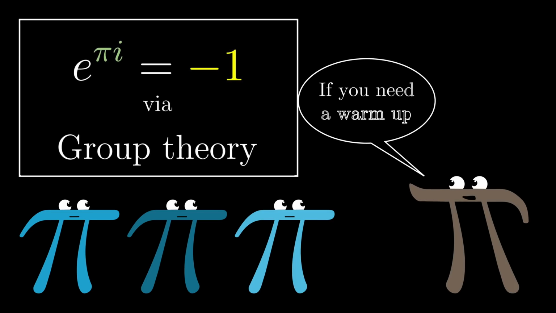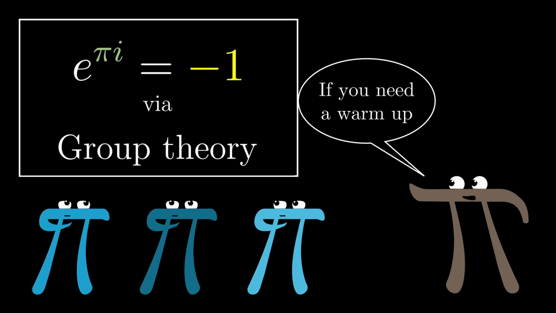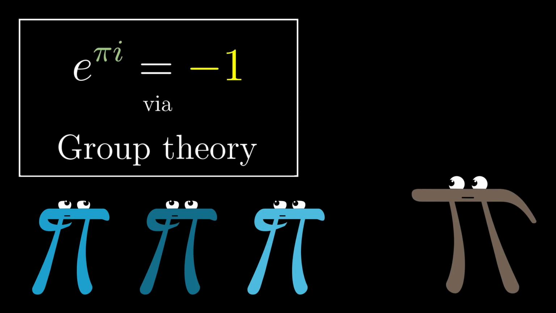By the way, if you want to review thinking about complex numbers as a kind of action, a good warm-up for this video might be the one I did on e to the pi i, explained with introductory group theory.